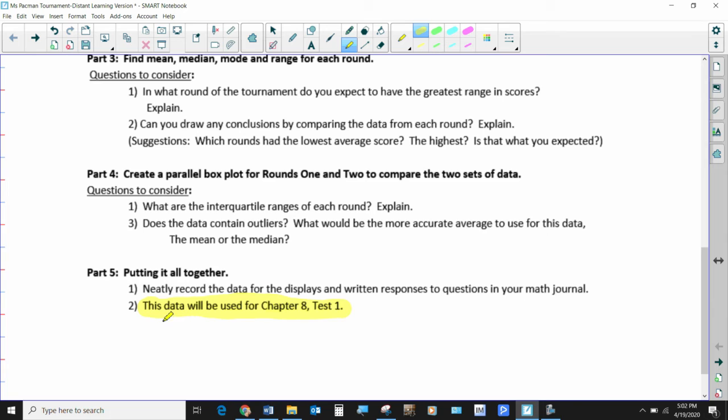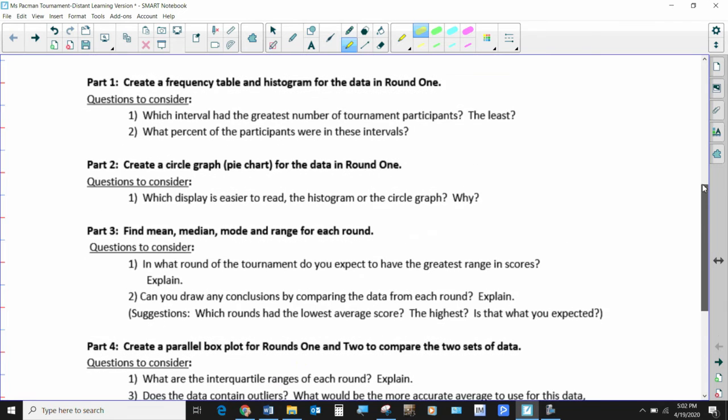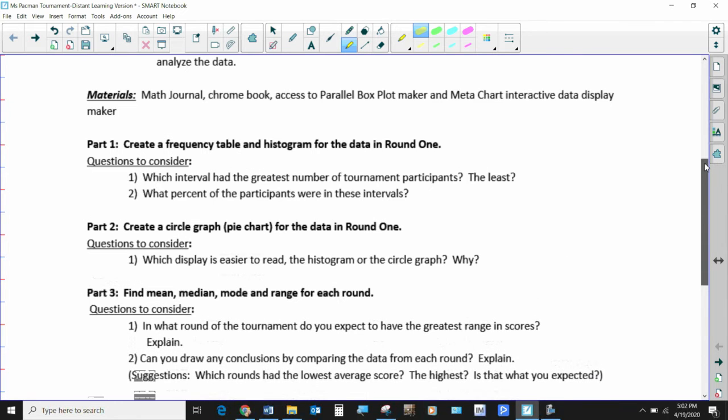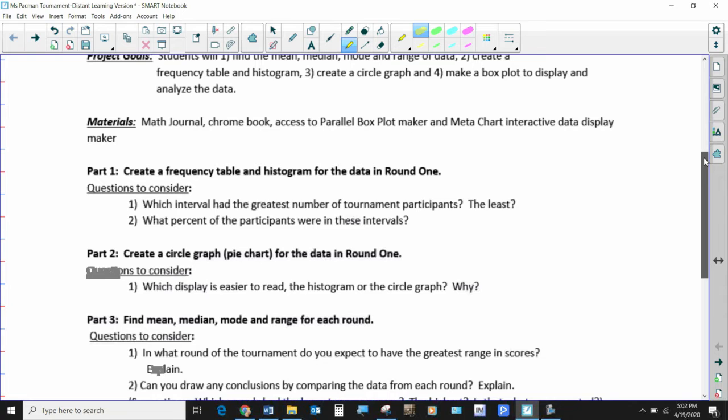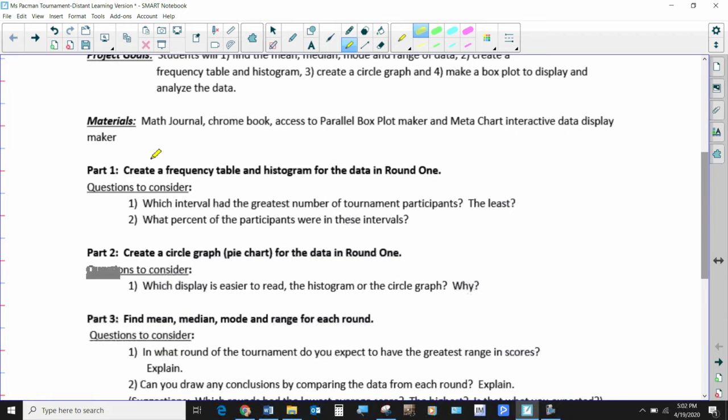If you made mistakes, well, I don't know what to tell you. Hopefully, you'll be able to figure that out. If you have any questions along the way, please don't hesitate to ask me. But I don't think you're going to be making too many mistakes, because I think this is going to be very straightforward, and you're going to be able to use those tools to help you as we go. So, starting today, we are going to create a frequency table and a histogram for round 1.